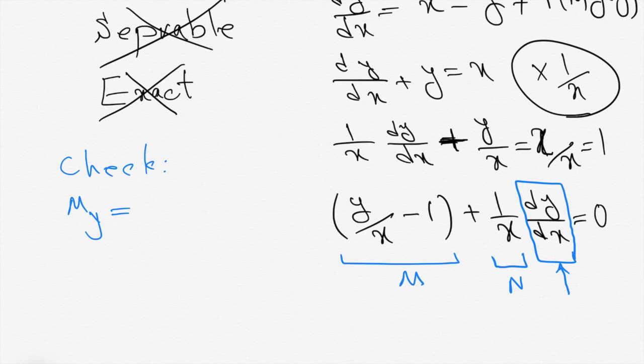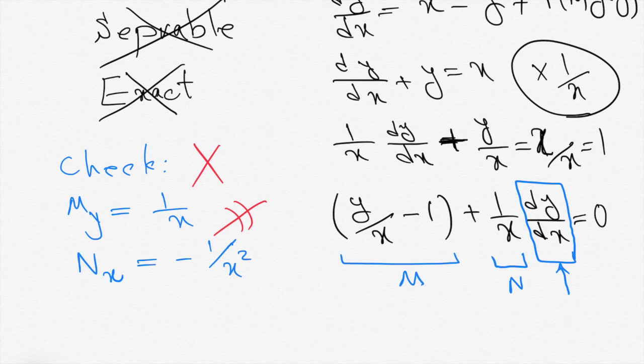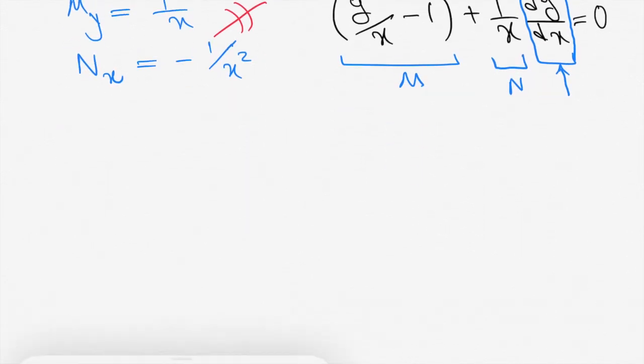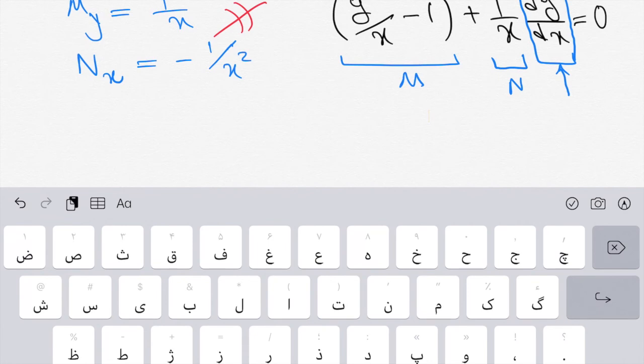So m of y is equal to, what is m of y? It's equal to 1 over x, right? And how about n of x, which is 1 over x squared, right? And you see that actually they are not the same. They are not the same. Therefore, it is not an exact equation. So with the integrating factor, we are going to make it actually exact.